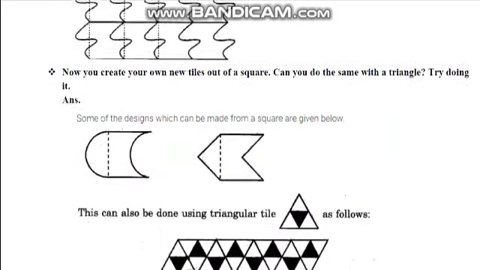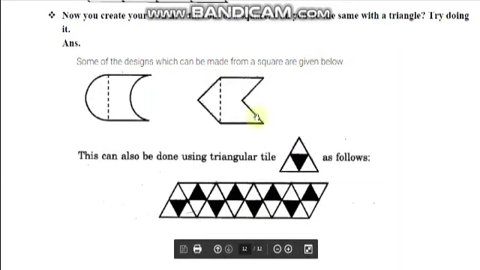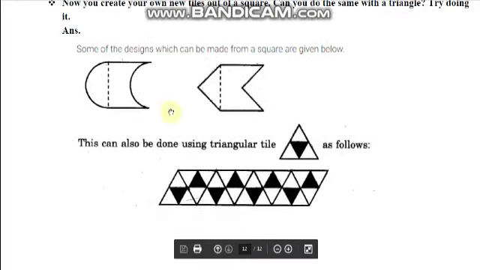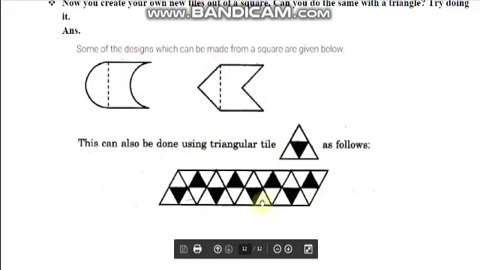Now you create your own new tiles out of a square. Can you do the same with a triangle? Try doing it. You can make the tiles like this, or if you have another idea to make the tile, you can make the tiles like that, and you can draw here which type of tiles you have made, so that they can make a floor pattern without leaving a gap. Yes, we can use the triangular tile also, and we can make floor patterns without leaving a gap.